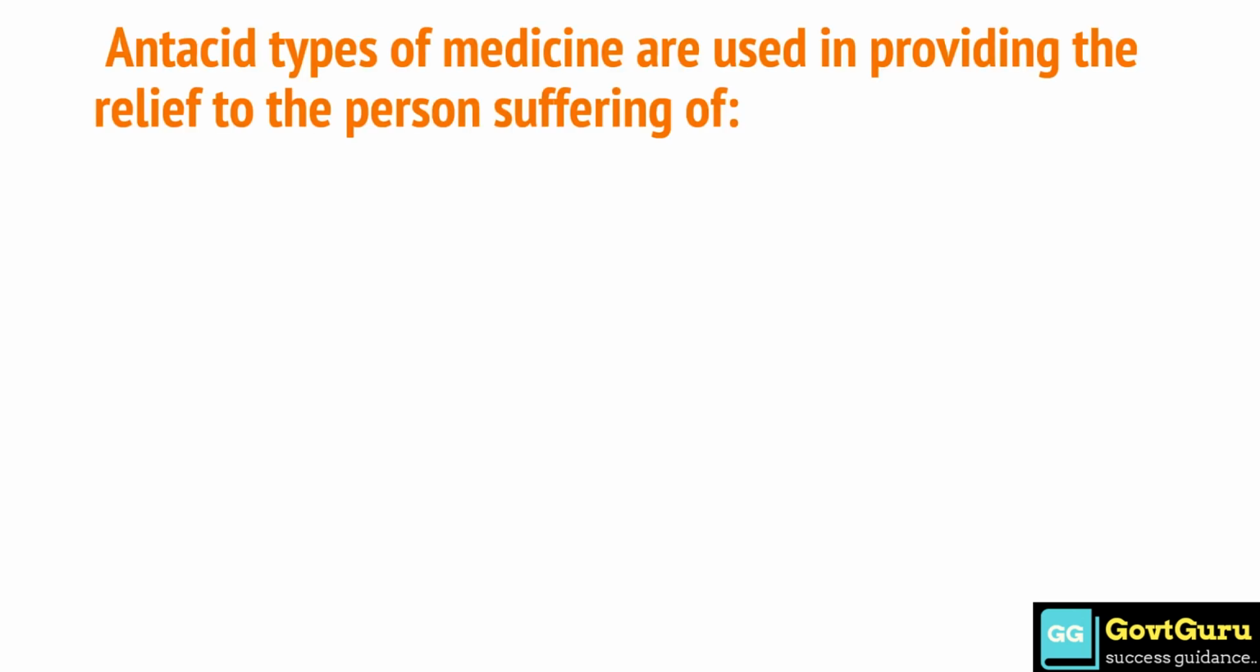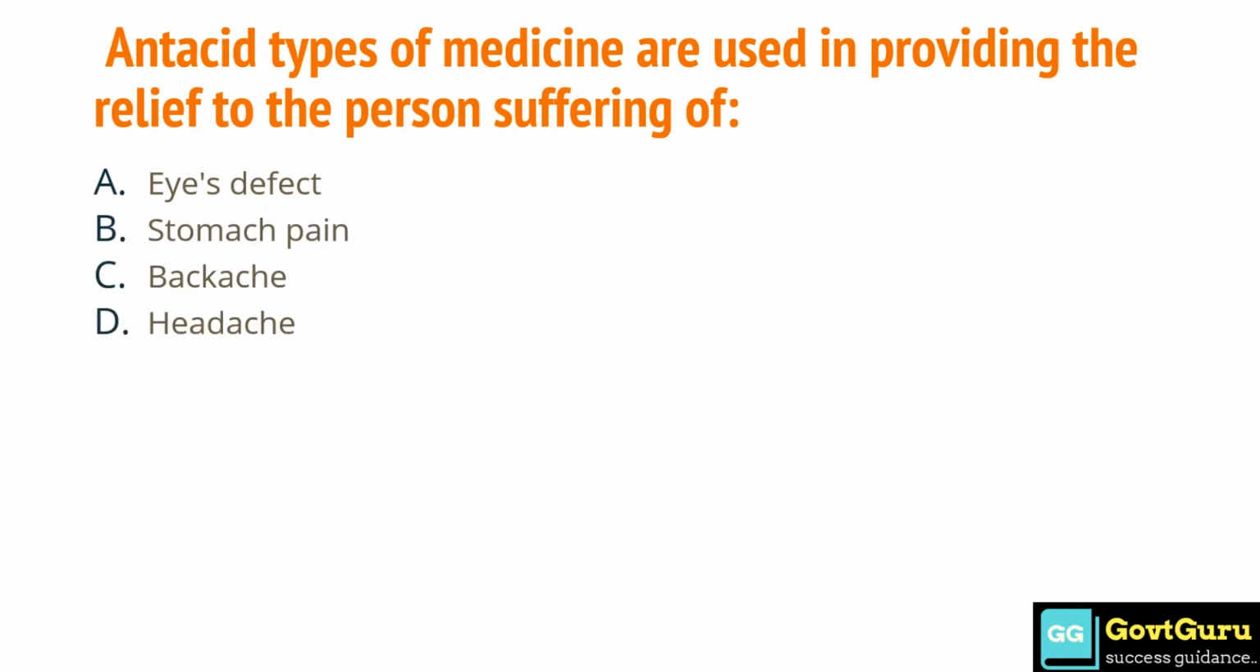Antacid types of medicine are used in providing relief to the person suffering from option A, eyes defect, option B, stomach pain, option C, backache, option D, headache. So the correct answer is option B, stomach pain.